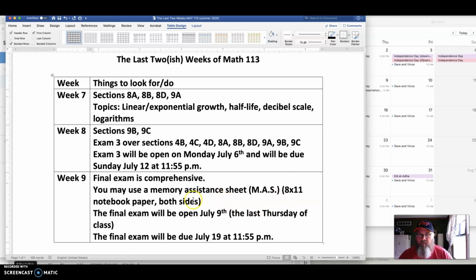It is an 8x11 notebook paper, and you can write all over both sides. I'm going to give you more details as we get closer, but I'm going to let you know that if you would like to use your memory assistance sheet, you will have to construct it and take pictures of it and send it to me before the exam. If you have not sent it to me before the exam, you cannot use one.